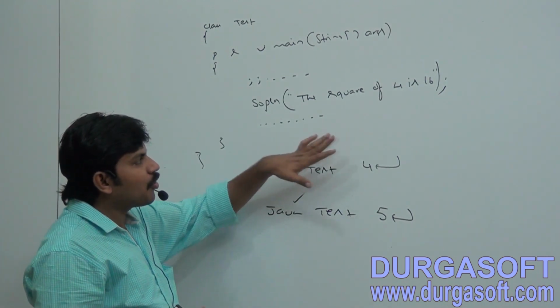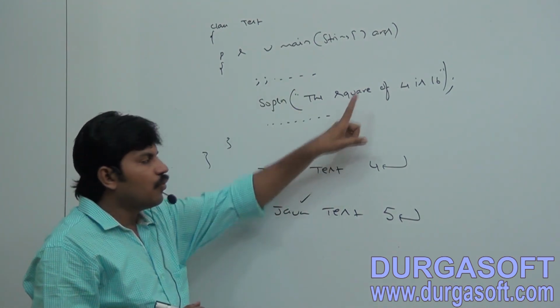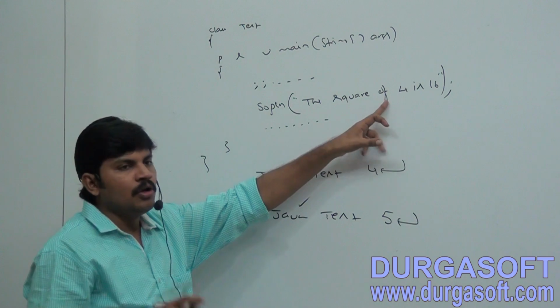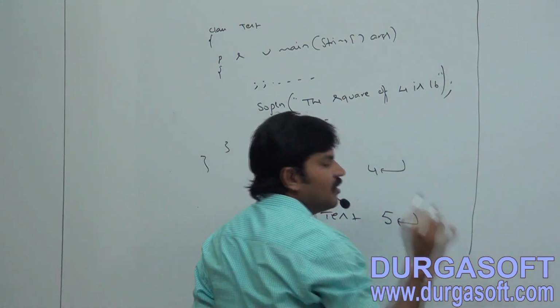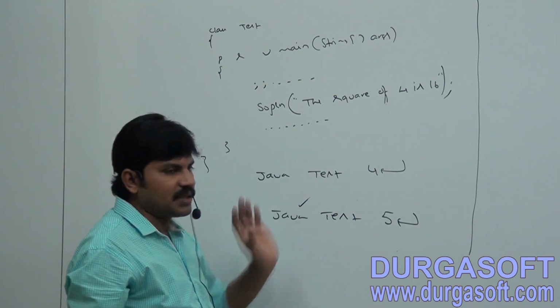But it is not the proper way, because this program is applicable only for 4 and 16. It has hard coded values. This program is applicable only for 4 and 16. It's not the correct way, right? Then what is the correct way to meet this requirement?